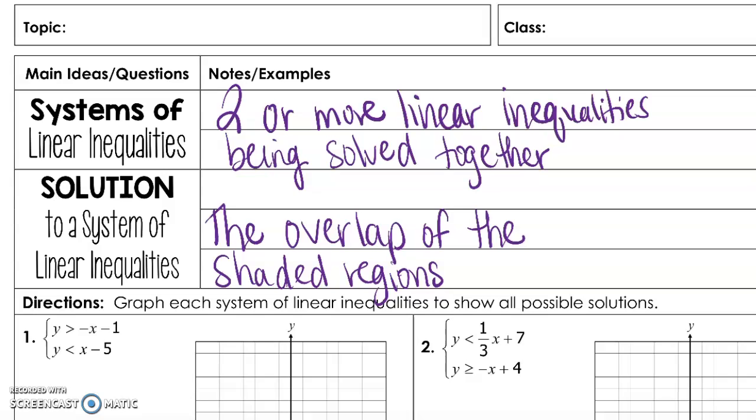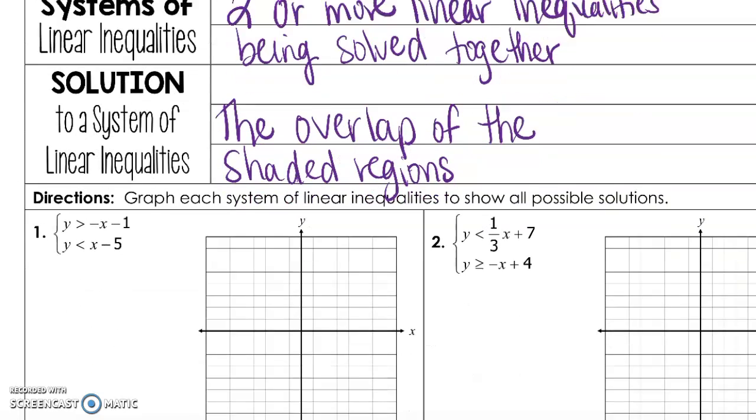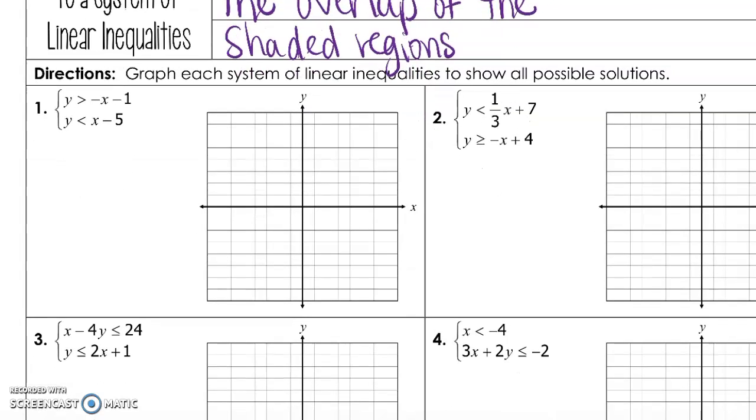There are kind of two ways to go about it. One way is to graph them each separately, and then go back and erase the parts that don't overlap. I don't like to do that, so I'll show you what I do instead to figure out which of the areas I shade in. This video will go through the odds, and you can go back and watch the evens on the other video. For number one, these are already in slope-intercept form, so we can start graphing right away.